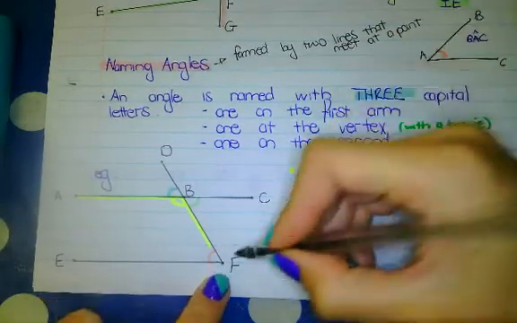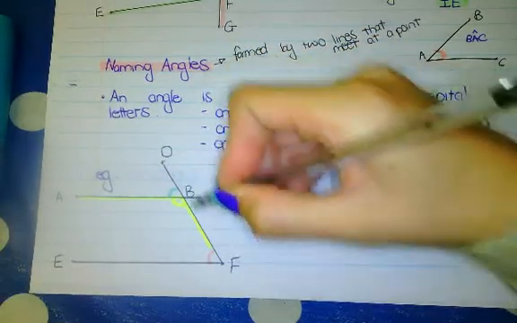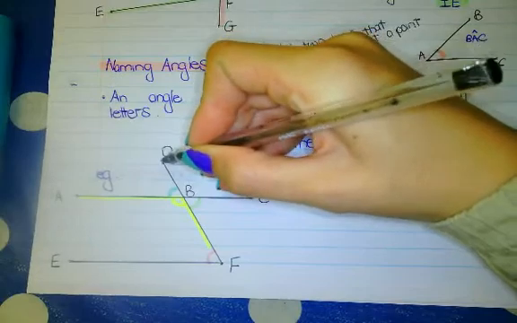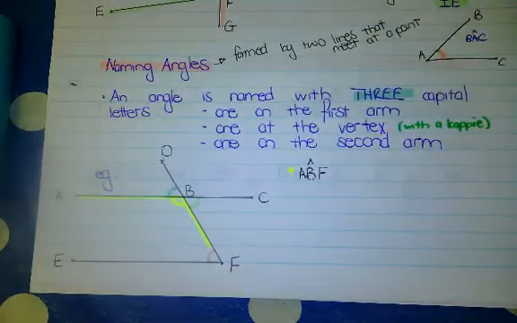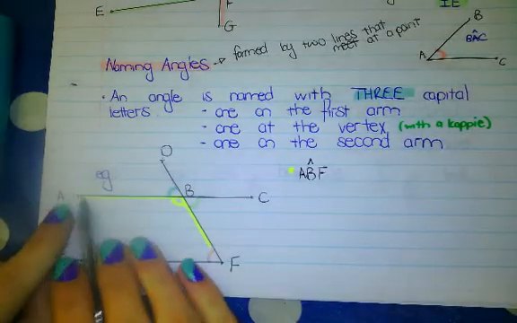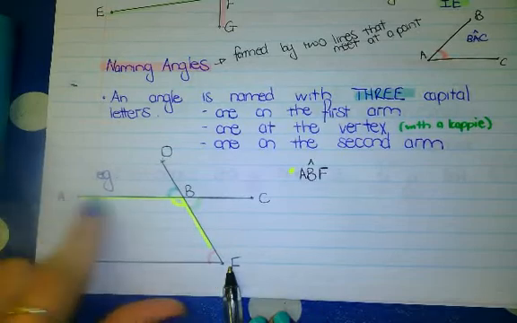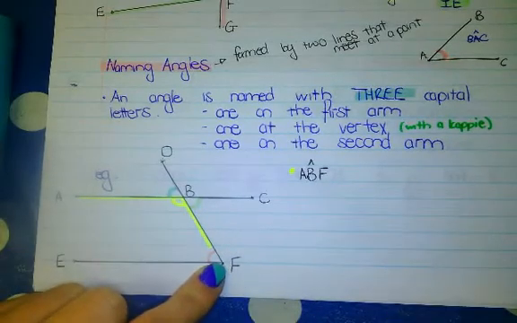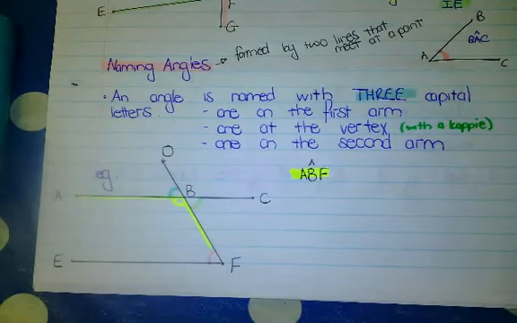Okay, why do I not say A, B, D? Because technically D is also on this line. If I said A, B, D, I would be referring to that shape, so it would be the blue angle. So you must make sure you follow the line that forms it. So it's A, B, F for our yellow angle. Okay, next one, blue one.